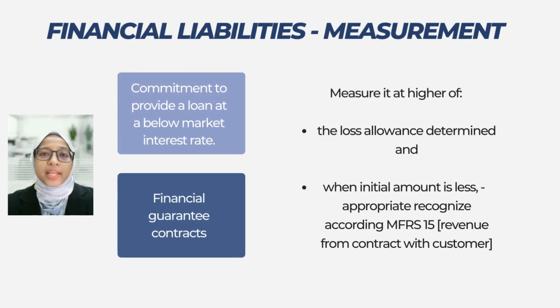Measurement for items that are classified as commitments to provide a loan at a below market interest rate and financial guarantee contracts will be measured at the higher of the loss allowance that is determined, and the initial amount recognised less, where appropriate, the amount recognised in accordance with MFRS 15.